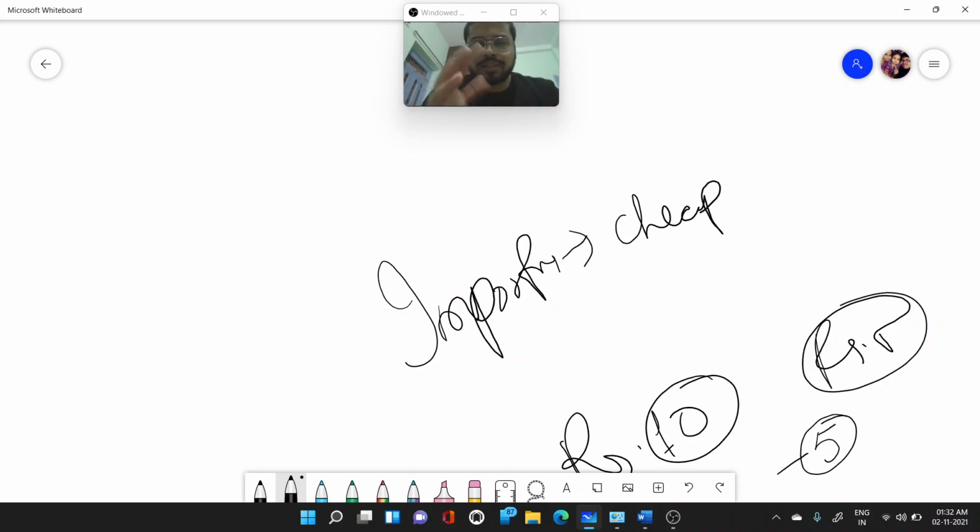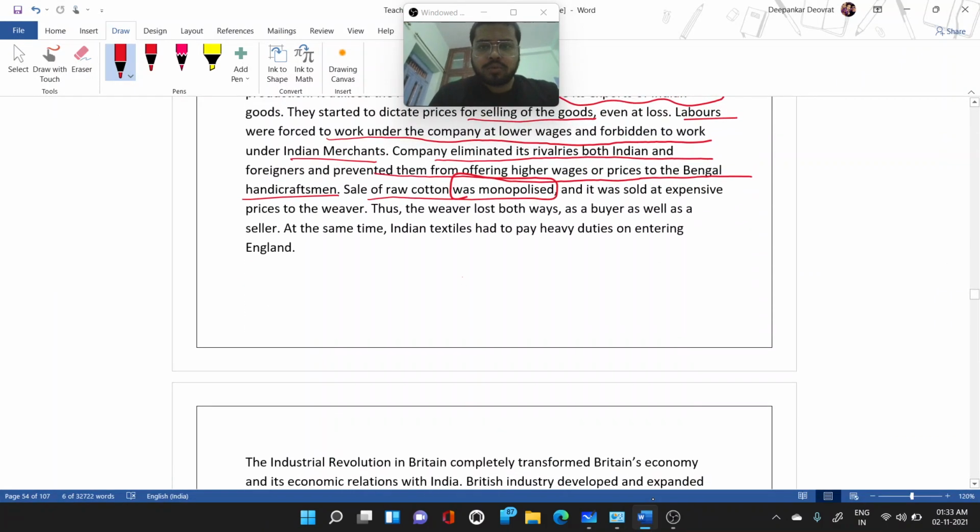Okay, so it was just to break their market, to break the static position that they had in the market, so that the British would have control of the market and people would start to buy British products. So it was sold at expensive prices to the weaver. Thus, the weaver lost both ways, as buyer and as seller.